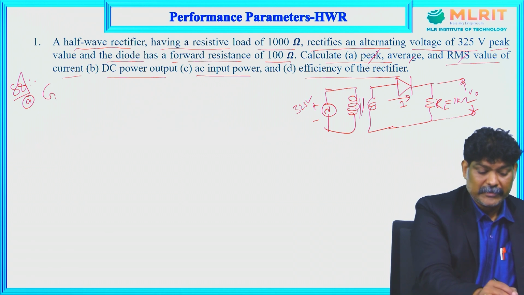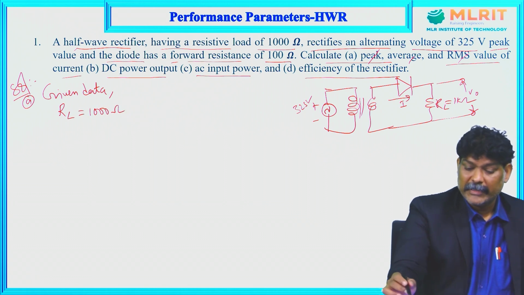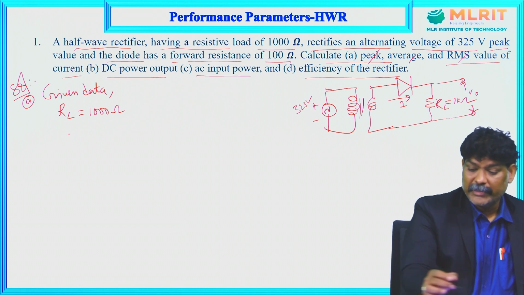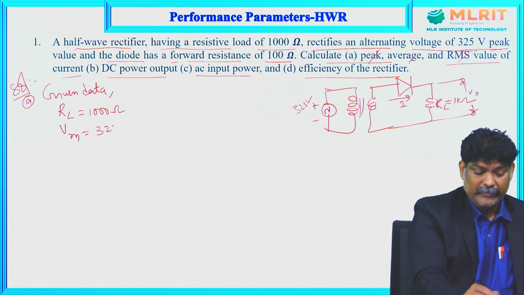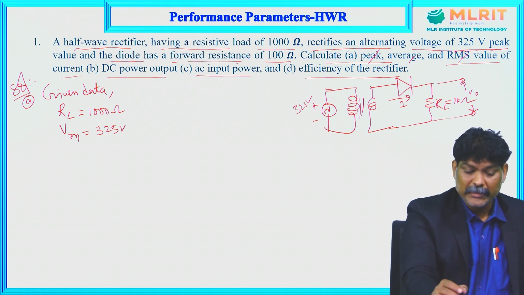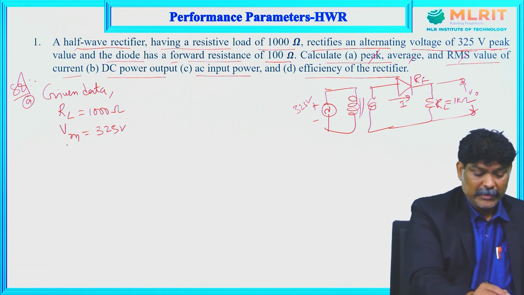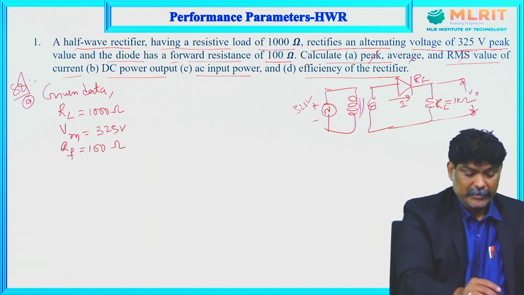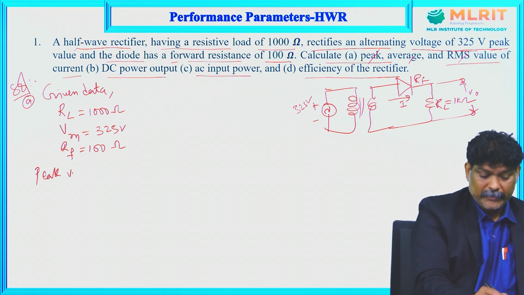So first write the given data. What is the data we have? RL, the load resistance, is 1000 ohms, and it rectifies an alternating voltage of 325 volts peak, meaning the maximum voltage Vm is 325 volts. And the diode has a forward resistance RF, which is given as 100 ohms. Now calculate the peak value of current.